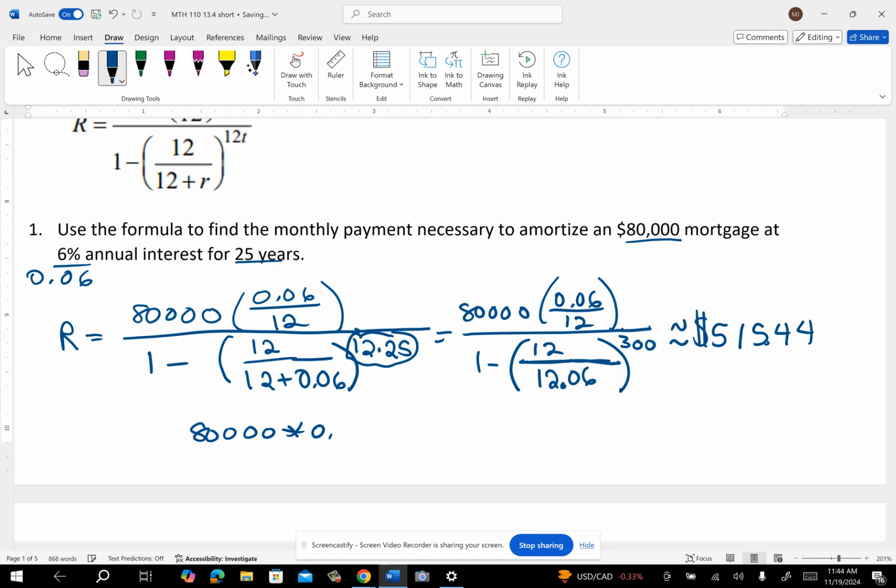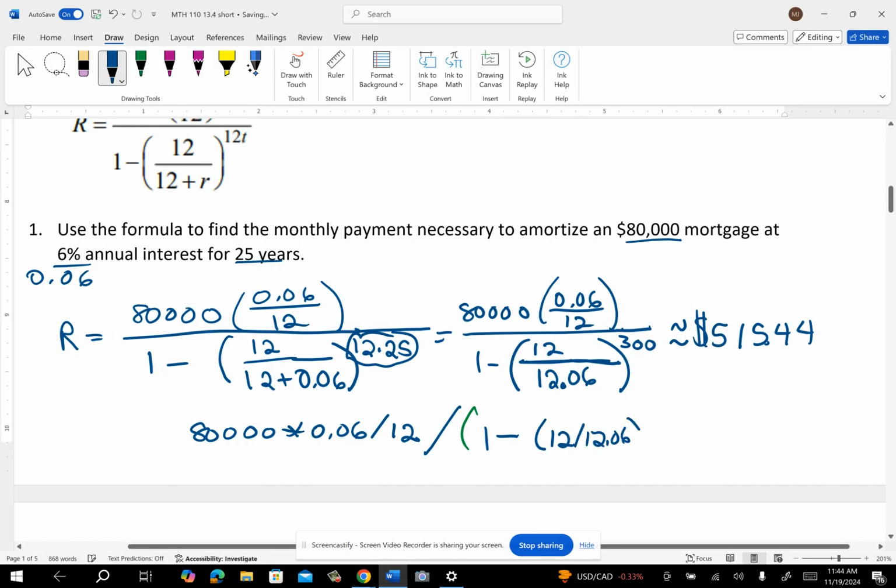So on my calculator, which does not stack the fractions, I actually needed to take that 80,000 times the 0.06 divided by the 12, okay, divide that by, and I had to put in some extra grouping symbols. Let me do those in a different color, okay. So I had to put in this extra grouping symbol for that denominator. Then I had to do 1 minus the 12 divided by the 12.06.